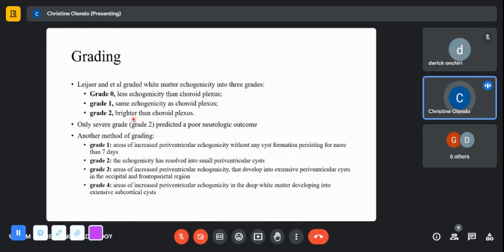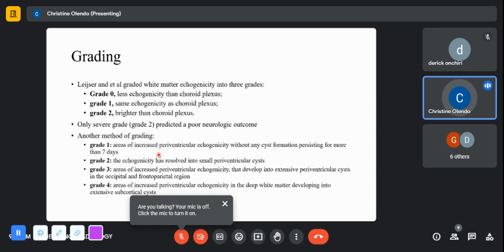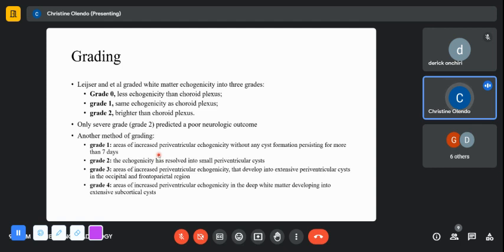There were 2 grading systems that I found. I'm not so sure which one is used more; I think the de Vries one is used more, but there was one by Leijser. So let me just go through the de Vries one. For grade 1, there are areas of increased periventricular echogenicity without any cyst formation, persisting for more than 7 days. In grade 2, the echogenicity has resolved into small periventricular cysts, and in grade 3, the areas of increased periventricular echogenicity now have larger cysts.